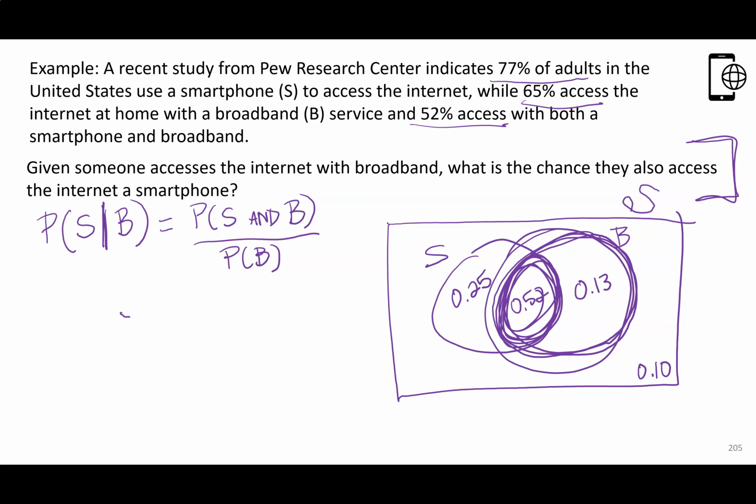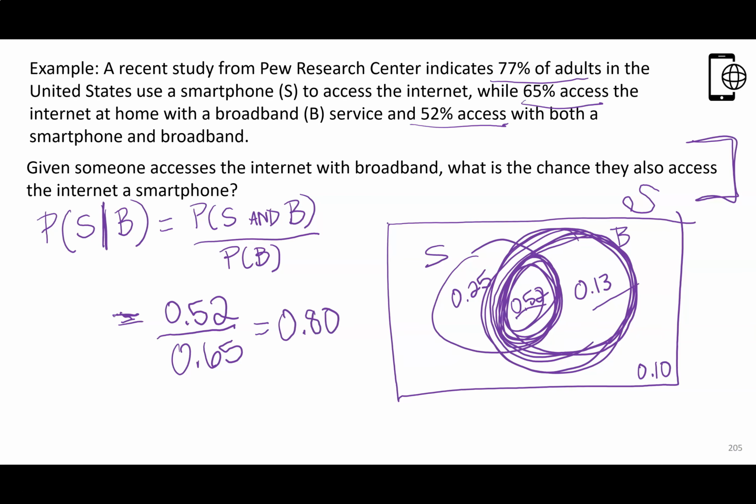So here, the probability of both, that's 0.52. Out of this entire wedge, you have to add these two together, you get that 0.65. So this is not something I can do in my head math-wise. I'm going to use a calculator. So I end up getting 0.8. I'm going to throw in a 0. This means that 80% of the US adults that have broadband also have a smartphone.